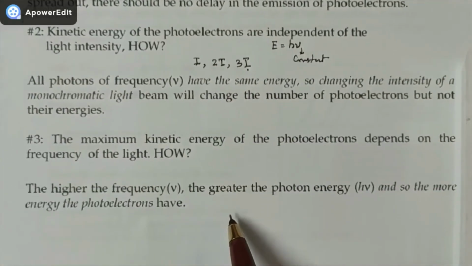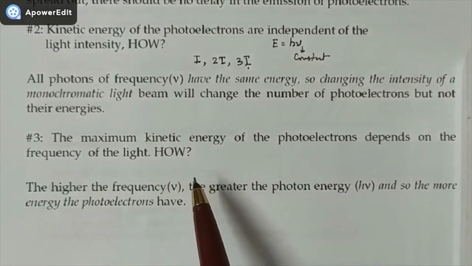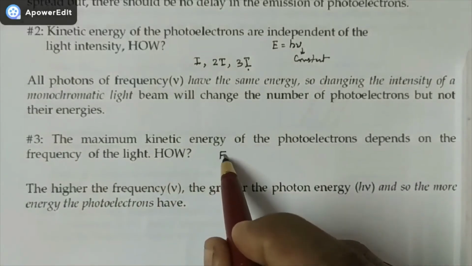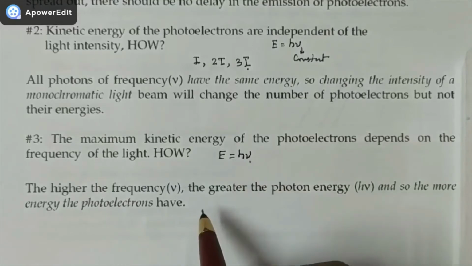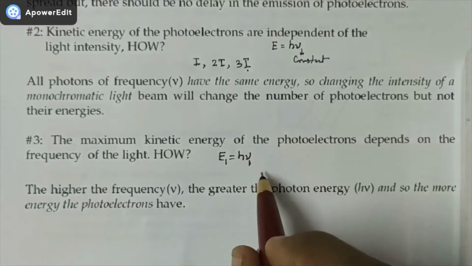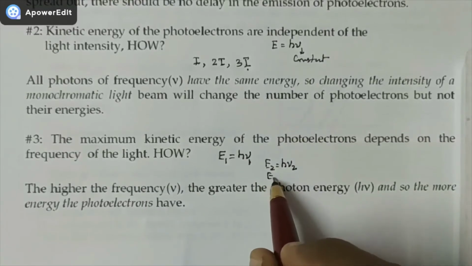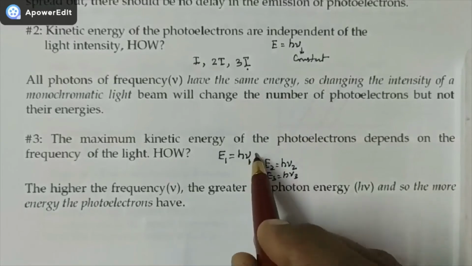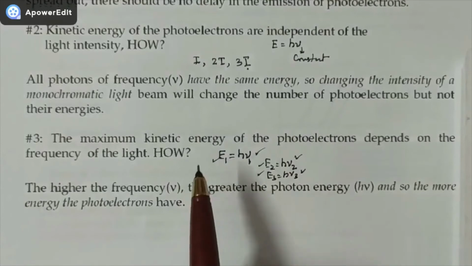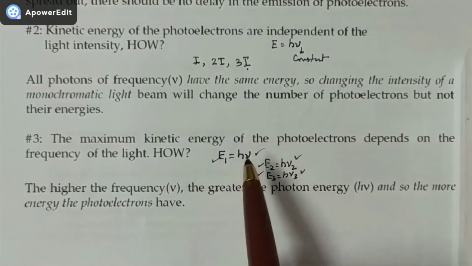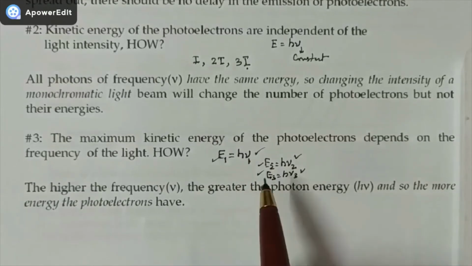The third thing is that the maximum kinetic energy of the photoelectron depends on the frequency of the light. It's straightforward, because E equal to h nu. If I change the frequency, the energy will change: E1 equal to h nu 1, E2 equal to h nu 2, E3 equal to h nu 3. And if the energy changes, then the photoelectrons which are coming due to this energy are naturally going to have a different kinetic energy.